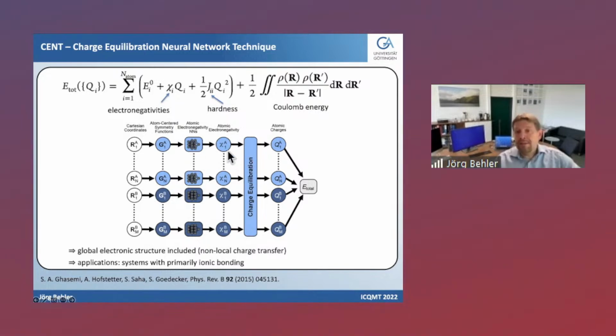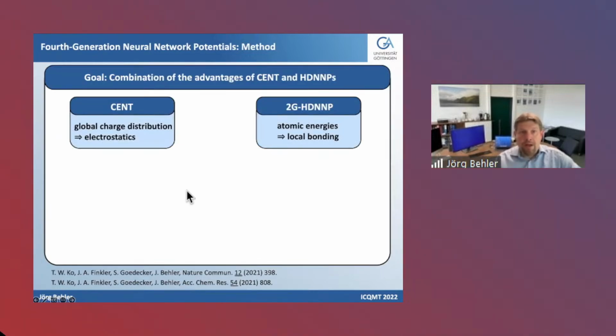And this charge equilibration relies on local atomic electronegativities, which are instead represented by the neural networks. This now allows the machine learning potential to provide charges which also depend on distant changes in the molecule. So now we joined forces with the group to combine our methods, because the SEND approach works best for ionic bonding, to develop a generally applicable fourth generation machine learning potential.